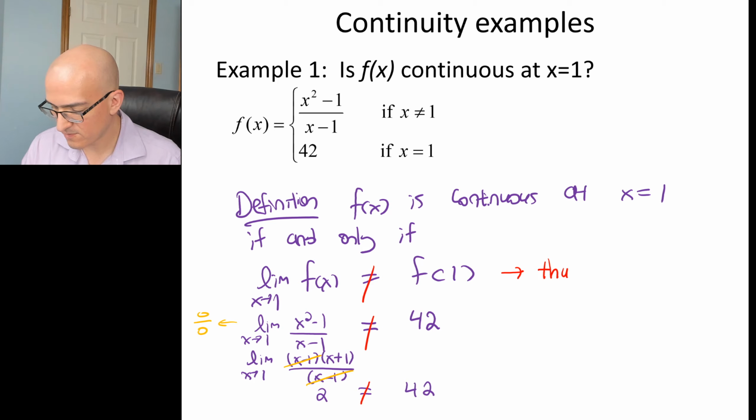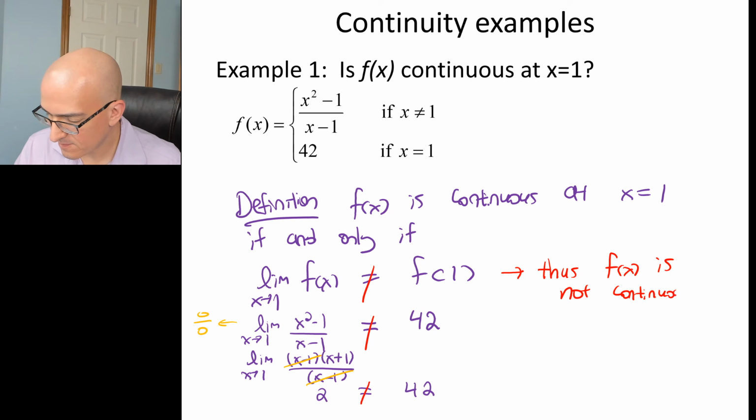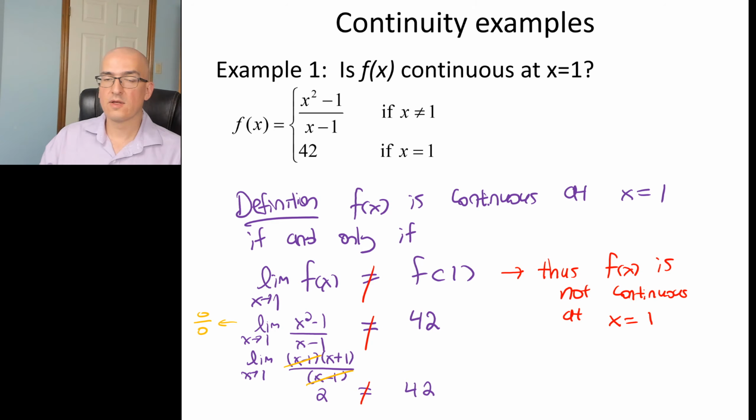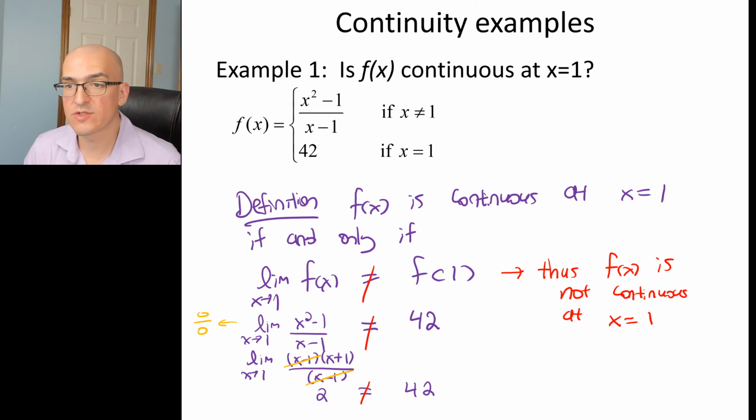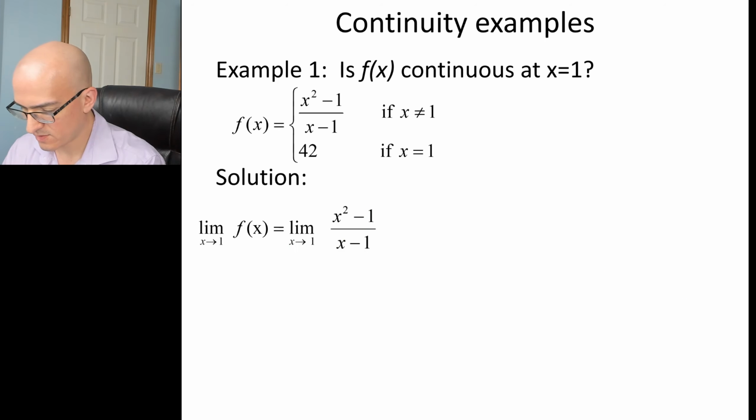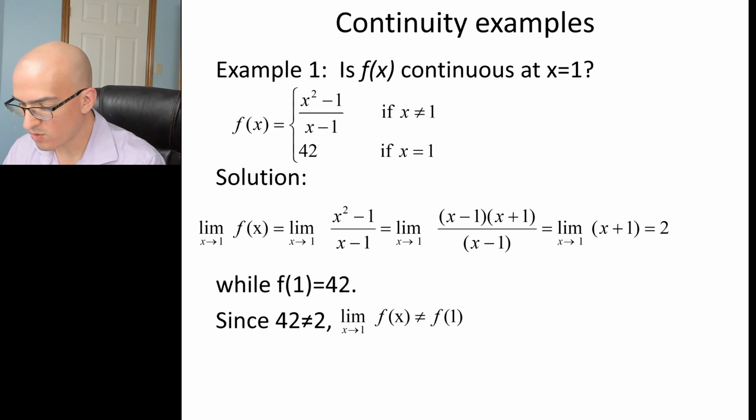Thus, f of x is not continuous at x equals 1. What does this function look like? Believe it or not, it's actually a straight line. It's a straight line that has a slope of 1 and an intercept of 1 with a hole cut into it.